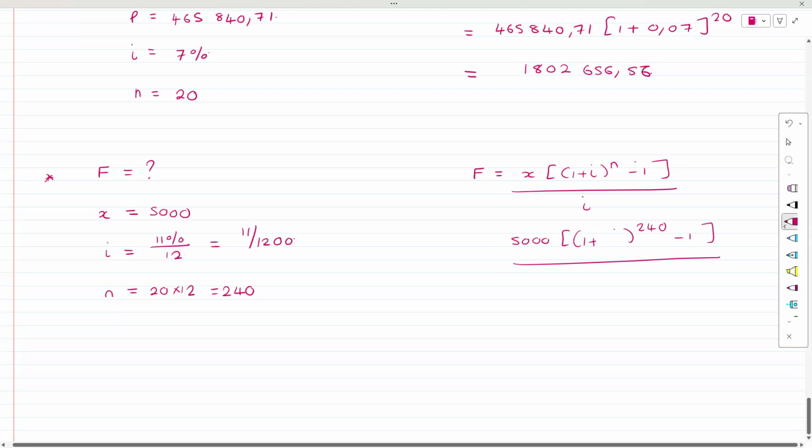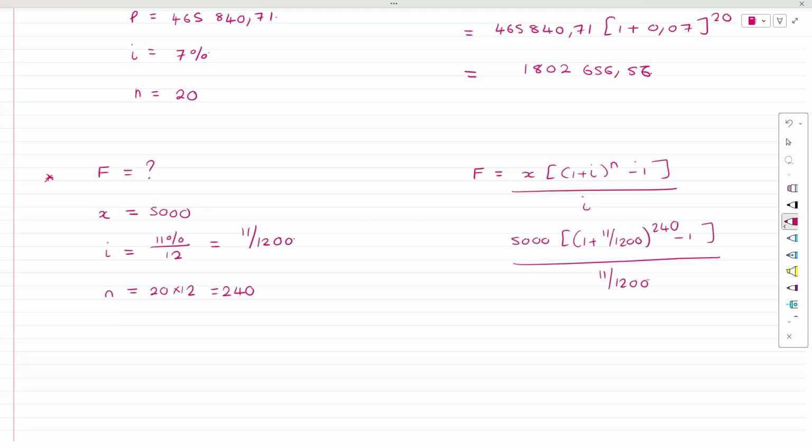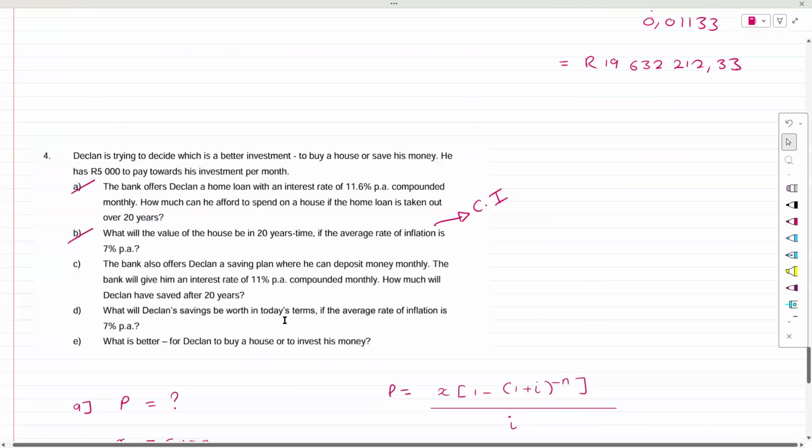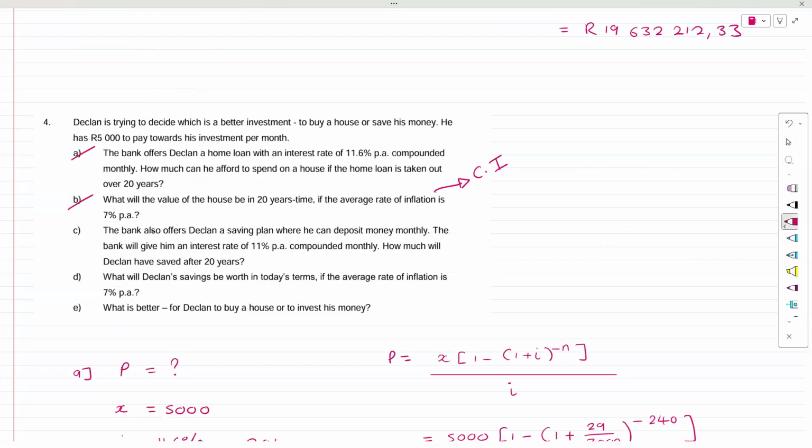And this is all over, I is 11 over 1,200, right? I ran out of space, guys. 1,200 to the 240. I was wondering why I had so much of space. And this answer should be 4 million some change. But it should be 4,328,190.19. Okay. Now this one's done. Let's go with the next one.